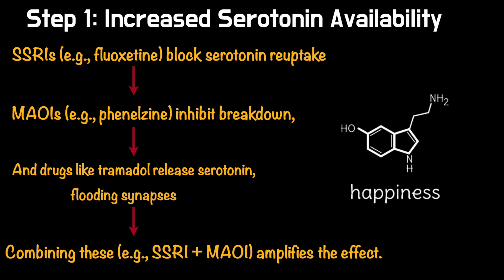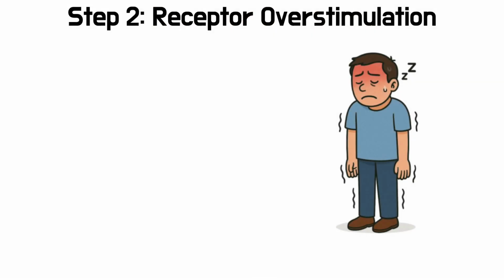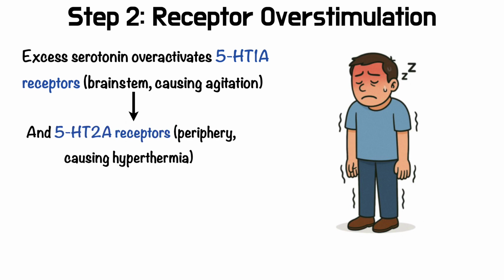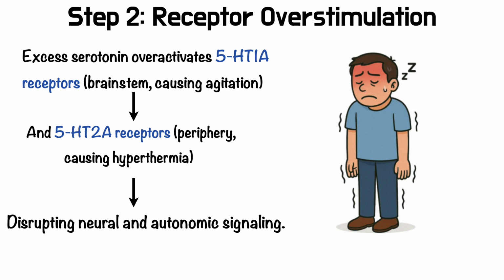And then in the second step, receptor overstimulation happens. And how is that happening? Excess serotonin overactivates 5-HT1A receptors in the brainstem, causing agitation, right? And along with the other receptor, that is 5-HT2A receptors in the periphery, causing hyperthermia. So in the brain, it is 5-HT1A receptors, and then in the periphery, it is 5-HT2A receptors, right? And these are disrupting neural and autonomic signaling. So in step 3, what happens is a systemic cascade.